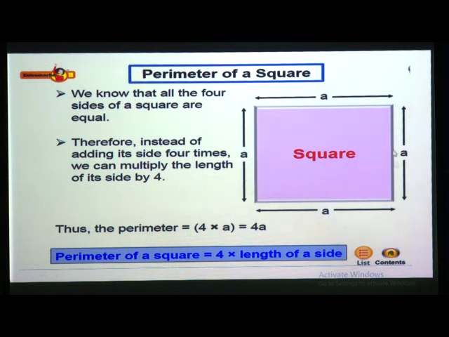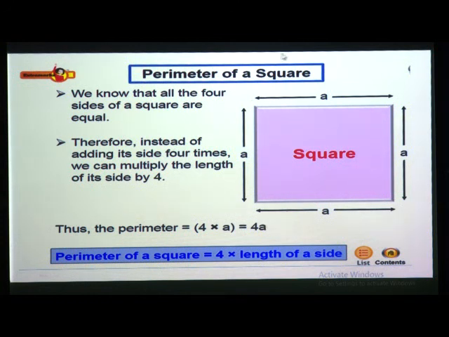Instead of adding A plus A plus A plus A, we can find how many sides we have here: 4, and 4 multiplied by one side, we will get the answer 4 into A. Here A denotes the side of a square. So the perimeter is equal to 4 into A, that is 4A. Perimeter of a square is equal to 4 into the length of a side.